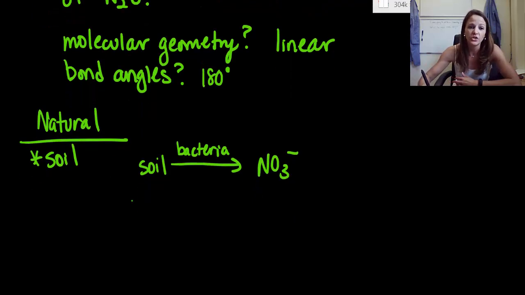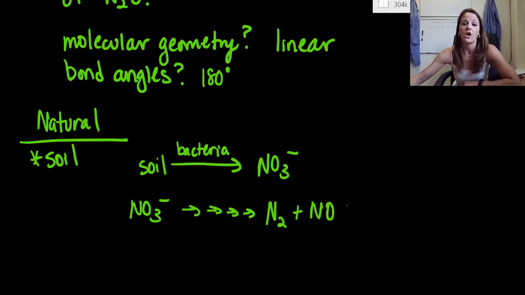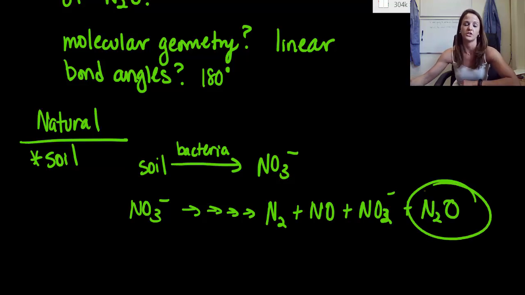However, this nitrate is then eventually broken down through many, many steps into, well, mainly 4 different nitrogen-containing compounds. So they create nitrogen by itself, they create nitric oxide, they also create the nitrite ion, NO2 ion, but the most important one for us is they create our N2O, which is what we're talking about. So anytime we have soil and any form of bacteria that interacts with that, we have this whole nitrogen cycle, but essentially we are constantly releasing nitrous oxide into our atmosphere.